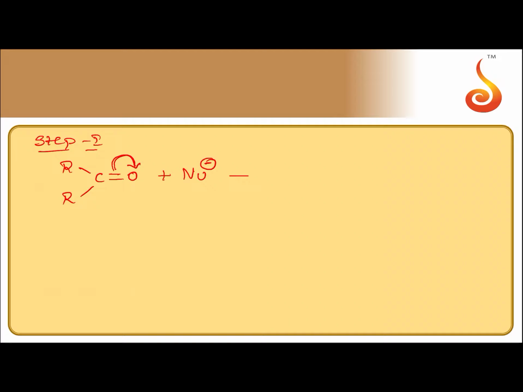The pi electrons will move from carbon towards oxygen. So what will I get here? R, C, R, O minus and the nucleophile. So this is an intermediate obtained here. The intermediate here is a tetrahedral alkoxide ion. If you see, the hybridization of carbon in carbonyl compounds is sp2.